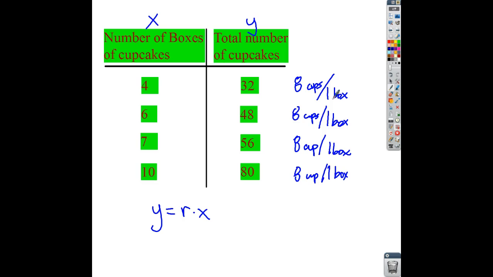So the way you do this, if you remember from the worksheet previously, is r is equal to y over x. The number of boxes, one box, will be the x values. So what's my equation? y equals 8 times x. Change the number of boxes, see how many fit inside of there.